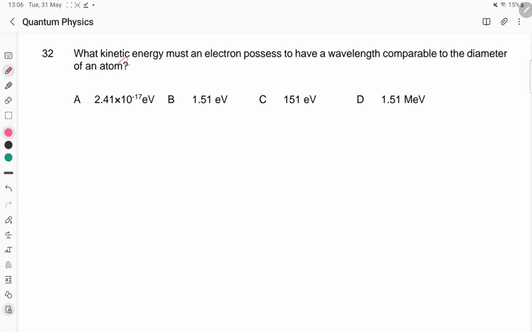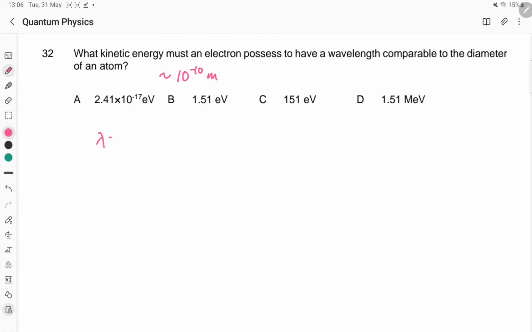This question asks, what Ke must an electron possess to have a wavelength comparable to the diameter of an atom? So the diameter of an atom is roughly around 10 to the power minus 10 meter. If you don't know this, then too bad. You can just skip this question. So with this, we can form the equations.